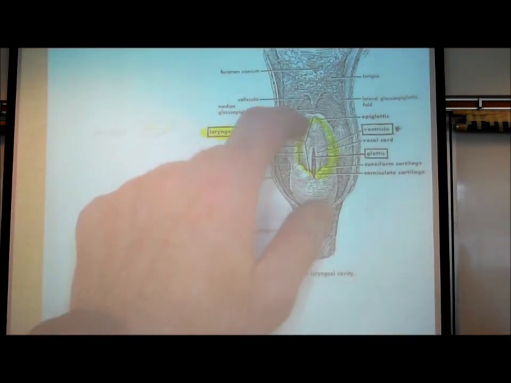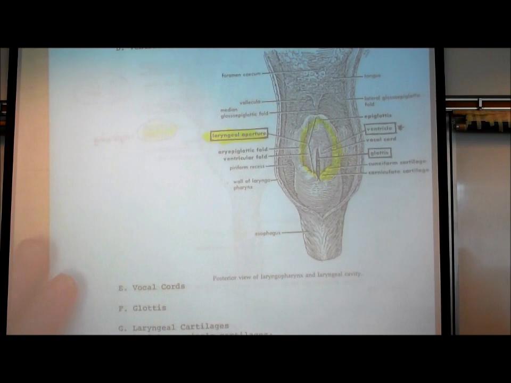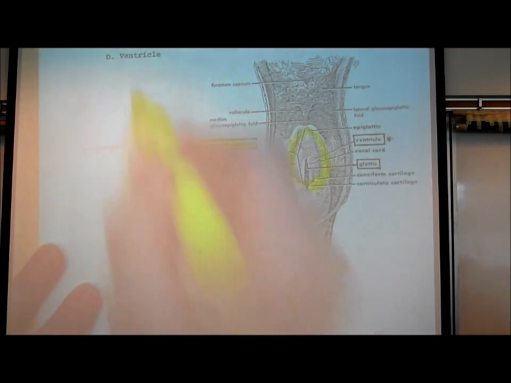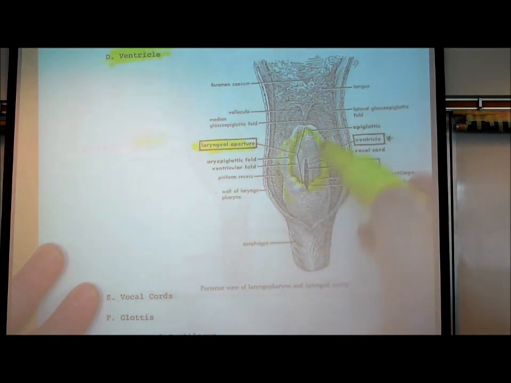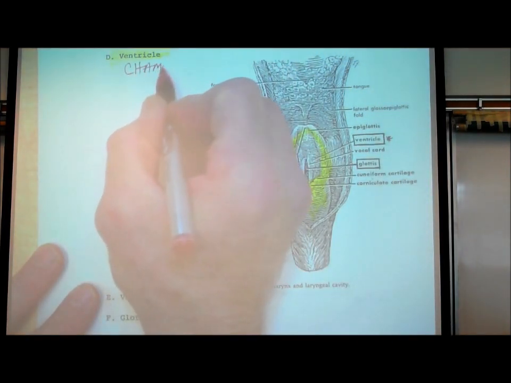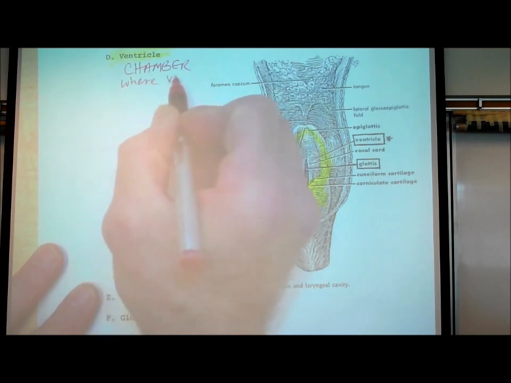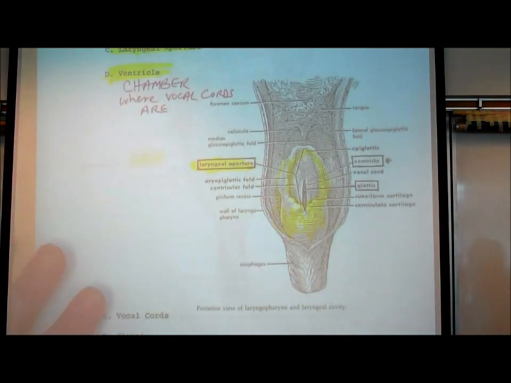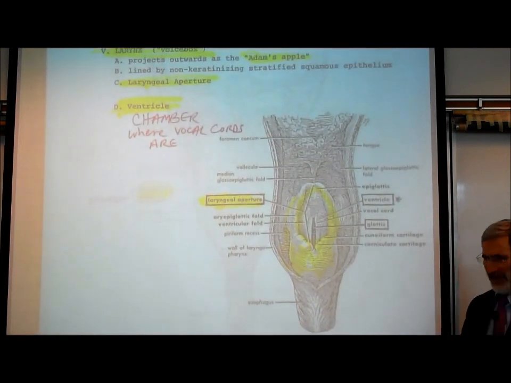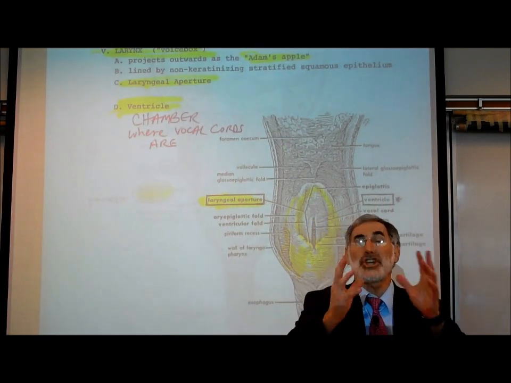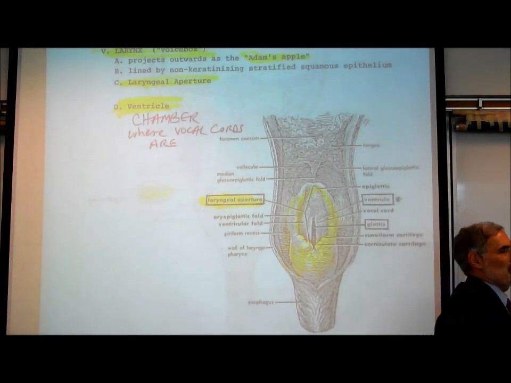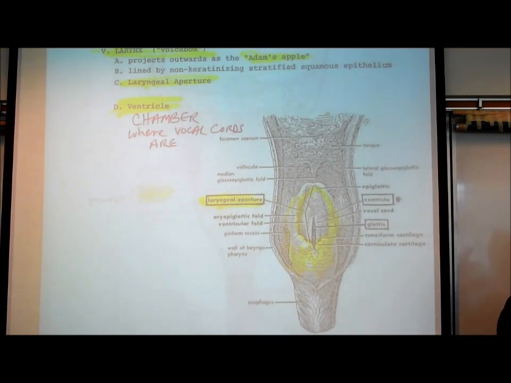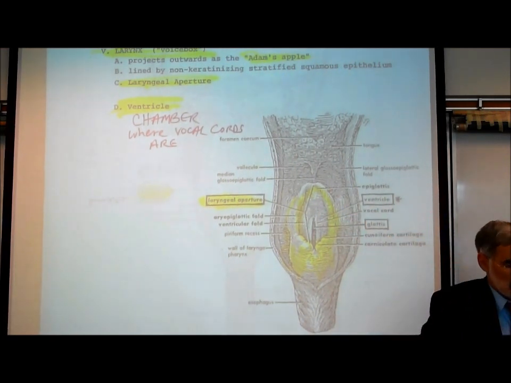And this cavity of the larynx is called the ventricle of the larynx. You'd say, what? This whole chamber is called the ventricle of the larynx. So the chamber where the vocal cords are is called the ventricle. Now you might say, wait a second, the ventricle is in the heart. The word ventricle means chamber. So you have ventricles or chambers in your heart. There are actually fluid-filled chambers or ventricles in your brain. And this is called the ventricle of the larynx, the chamber of the larynx.